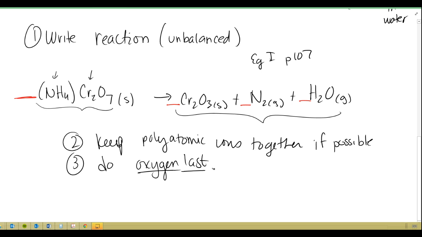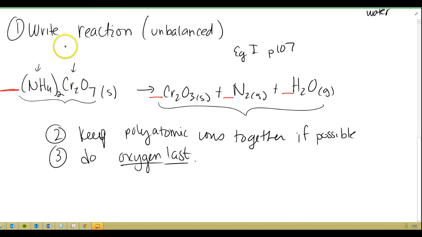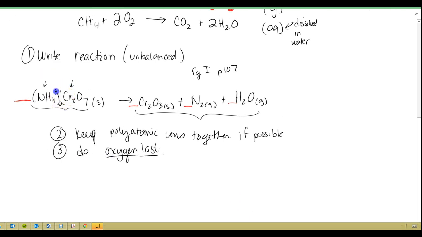So let's start with the nitrogens. Let's just start on the left. In ammonium dichromate, which I wrote wrong, there are 2 nitrogens, and if I look on the right, I've got 2 nitrogens. I'm balanced so far. Hydrogens on the left, I have 8 because there are 2 times 4, so that's 8. Over on the right, I only have 2 hydrogens, so I'm going to put a 4 there. That makes that 8.